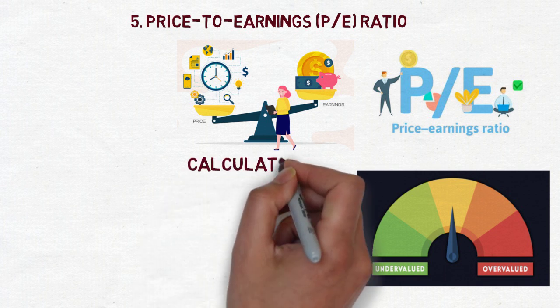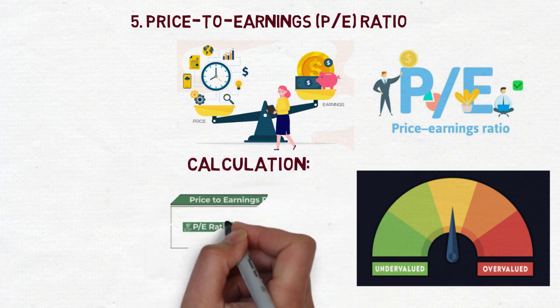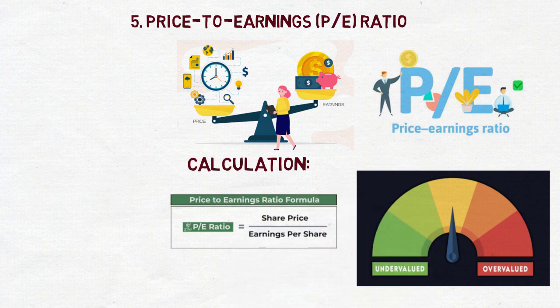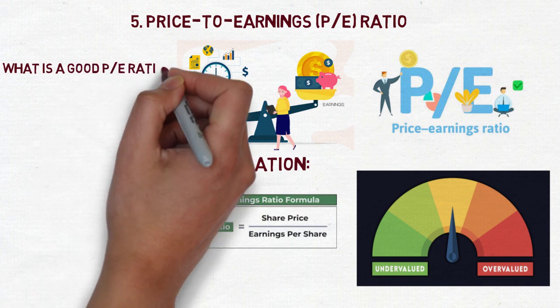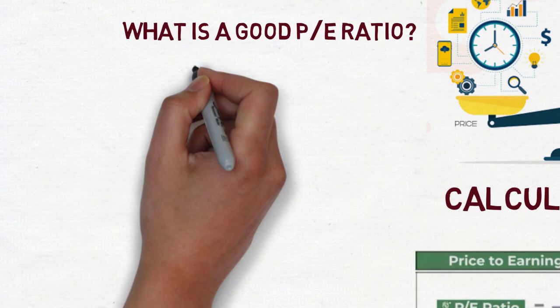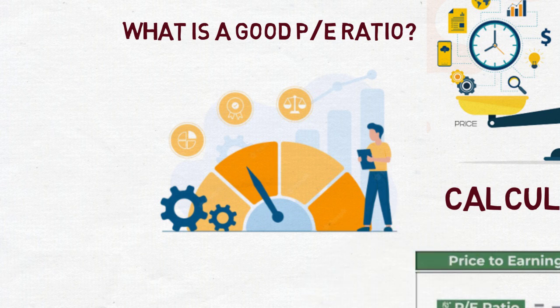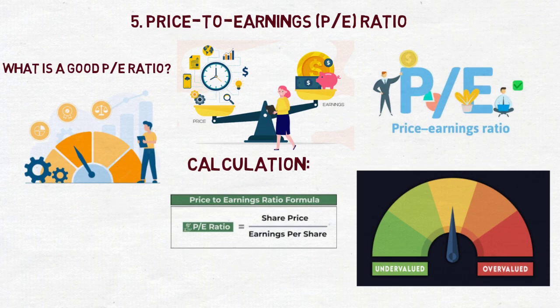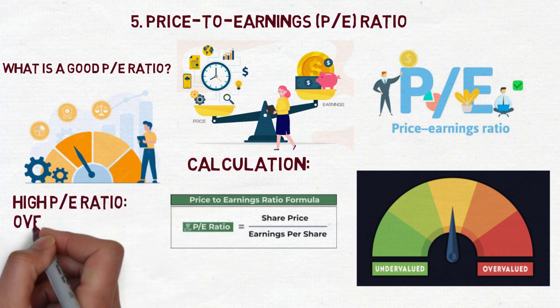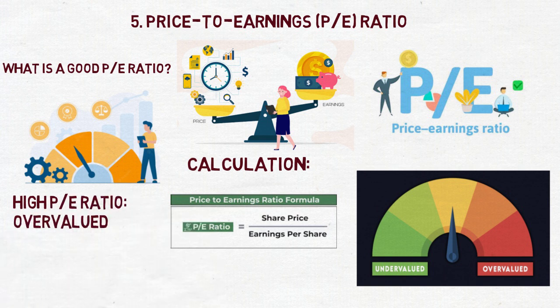P/E ratio is calculated by dividing a company's price per share by its earning per share. So what is a good P/E ratio? Since this metric varies between industries, there is no benchmark for what makes a good P/E ratio. That said, a relatively high price to earning ratio can indicate that the stock is overvalued or that it is expected to have significant future earning growth.